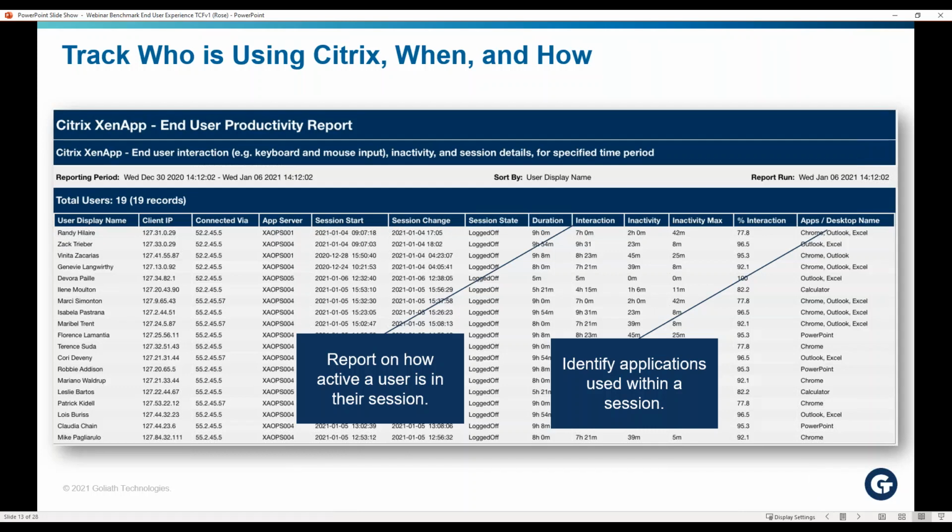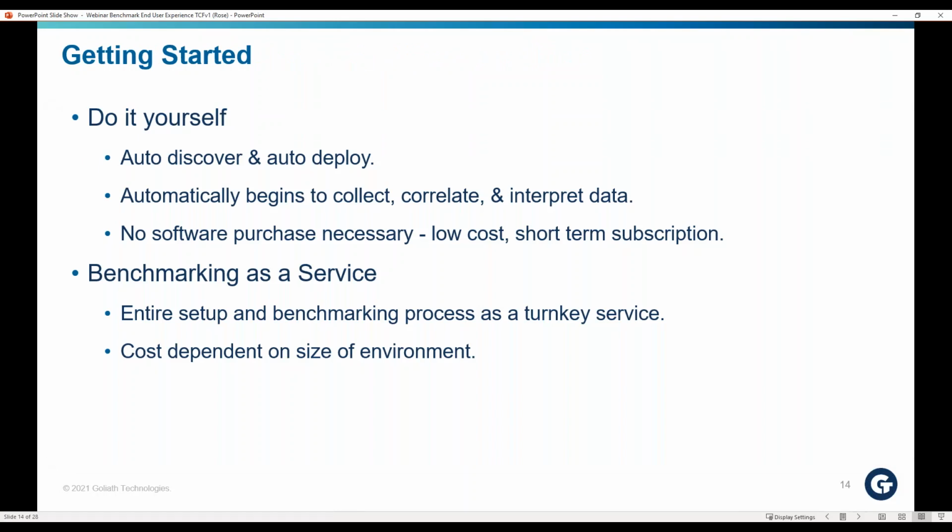Now with that, Kip, I believe I'm going to pass it back over to you to discuss how anyone on the line is able to get started with these types of benchmarking statistics.